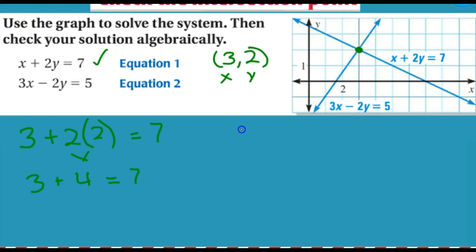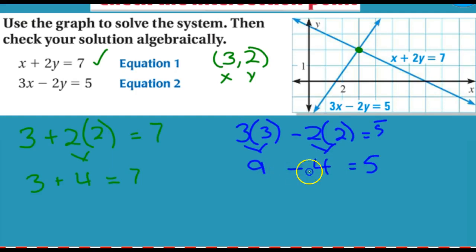For our second one, we have 3 times 3 minus 2 times 2 equals 5. 3 times 3 equals 9, minus 2 times 2, which is 4. 9 minus 4 equals 5, so this one also works. So we know that this is the correct ordered pair. This is the solution to our system of equations.